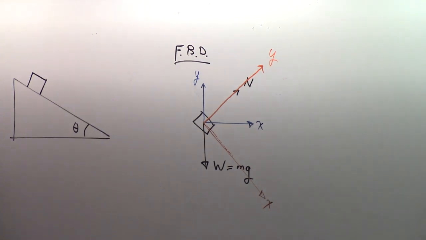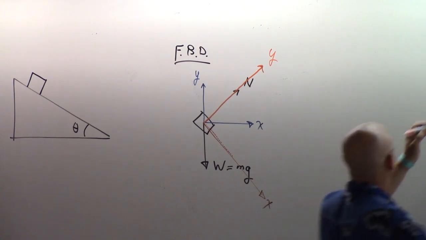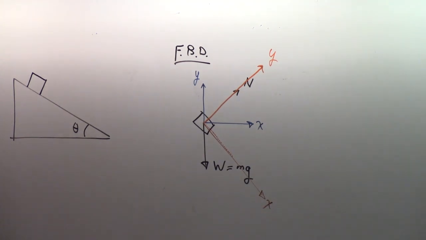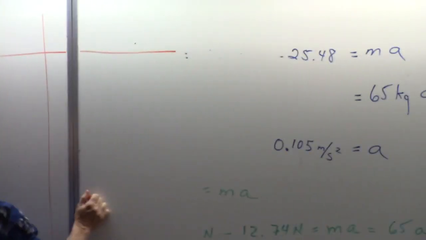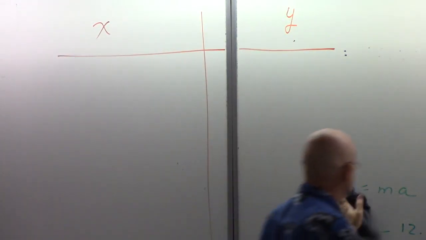All right, so with the tilted axis, I'll go ahead and continue with the orange color. Let me make a little table here that has x over here and y over here.